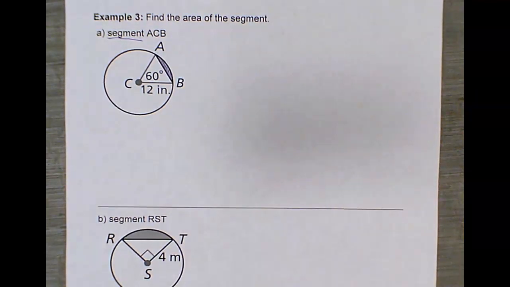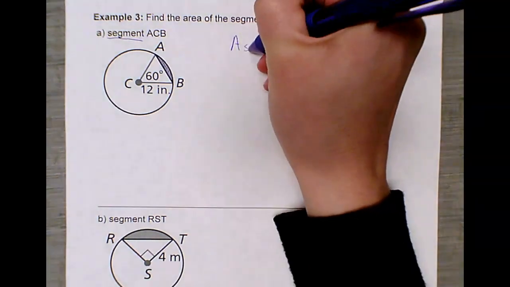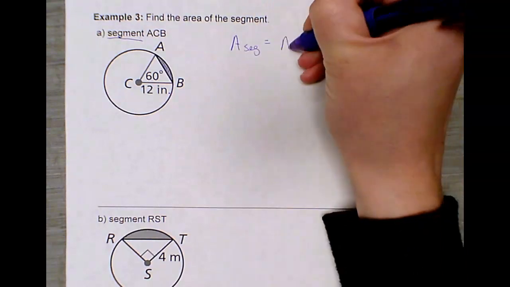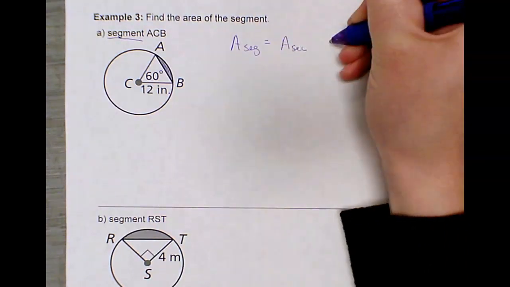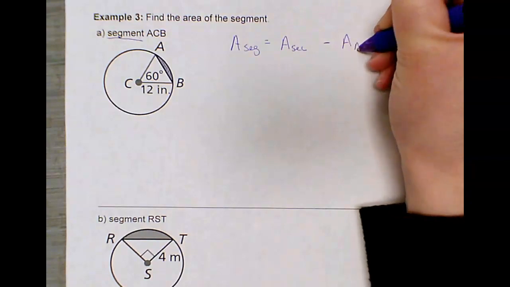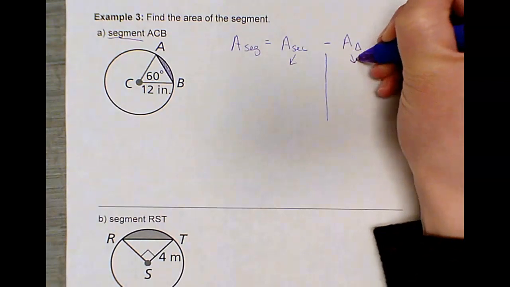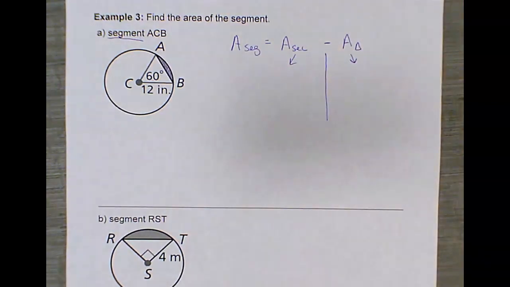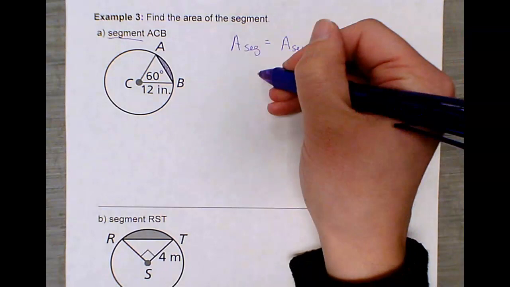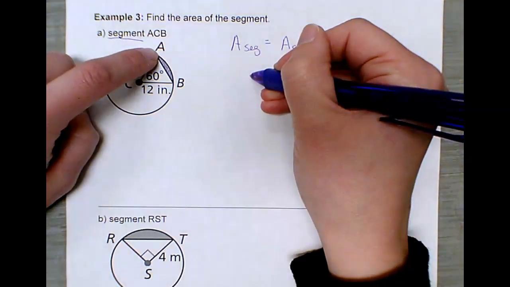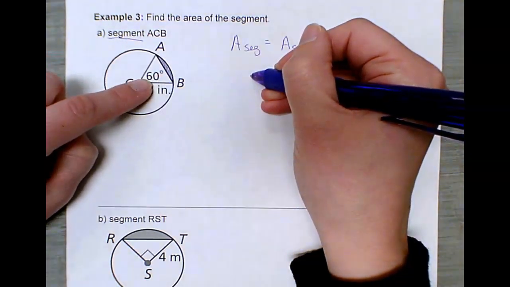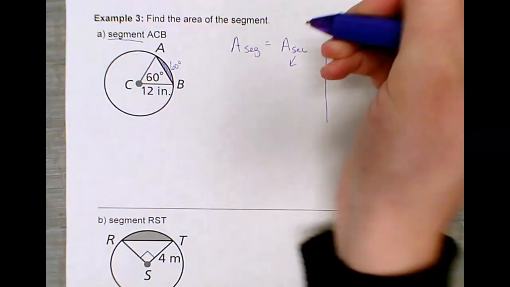So in order to find the area of segment ACB, the area of the segment is equal to the area of the sector minus the area of that triangle. So what I'm going to do is find these pieces separately, and then I'm going to subtract them so that I can actually have the area of the segment. So the area of the sector is equal to the measure of the arc. Well, here this arc isn't measured, but the central angle is. So the measure of the arc must be 60 degrees as well.